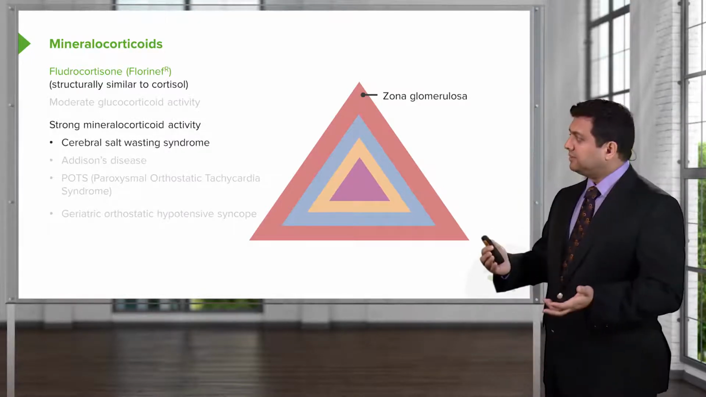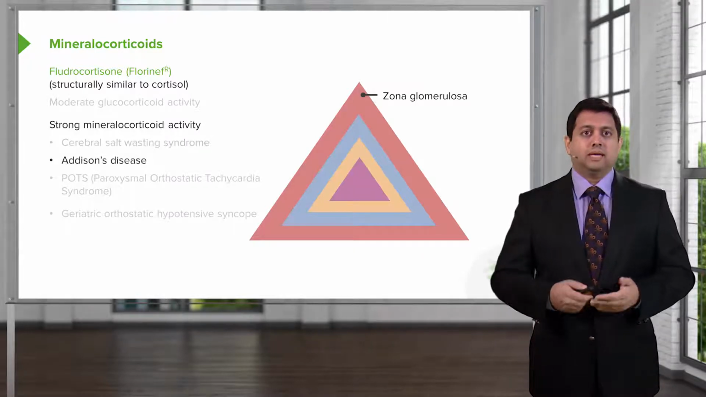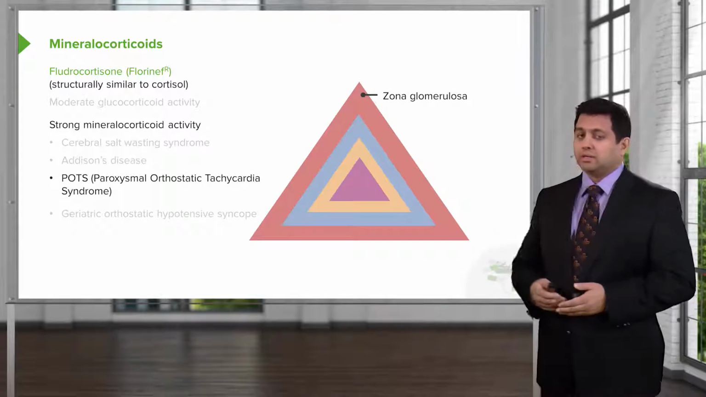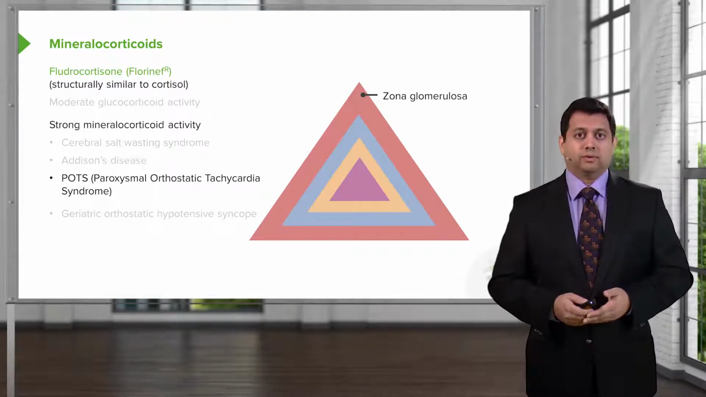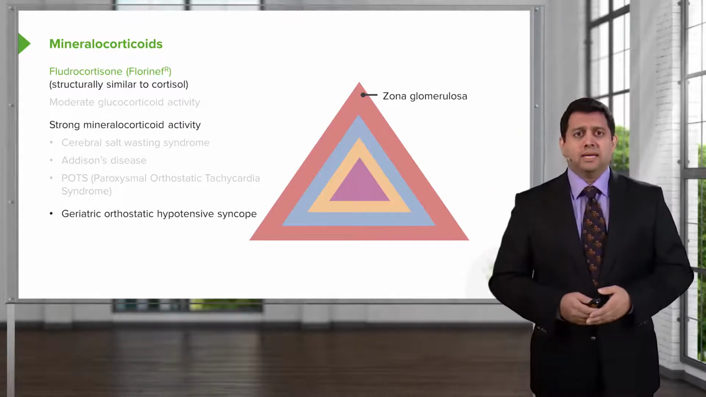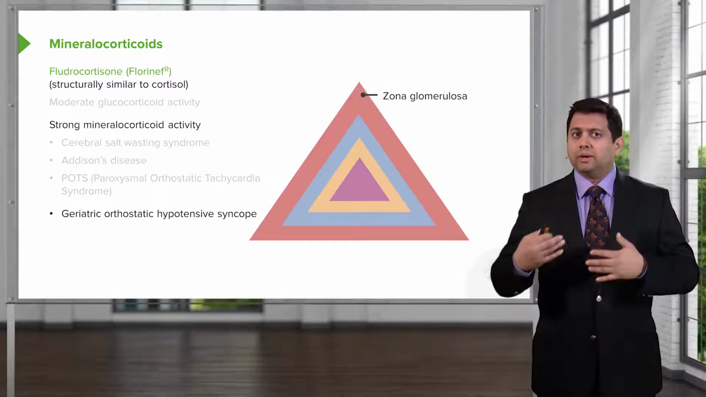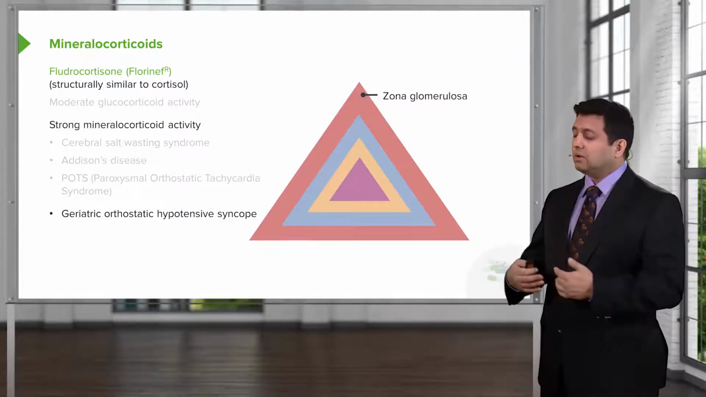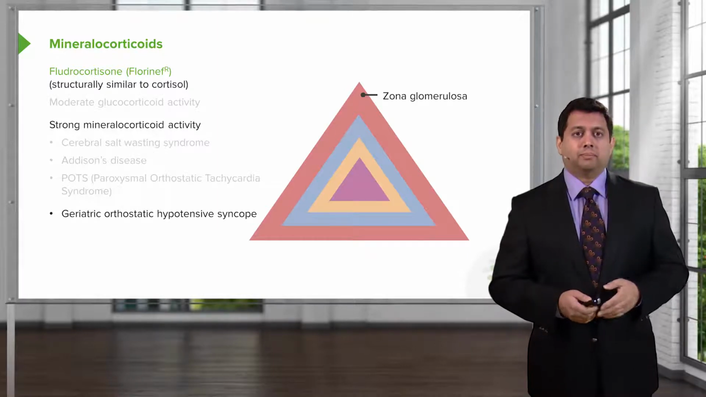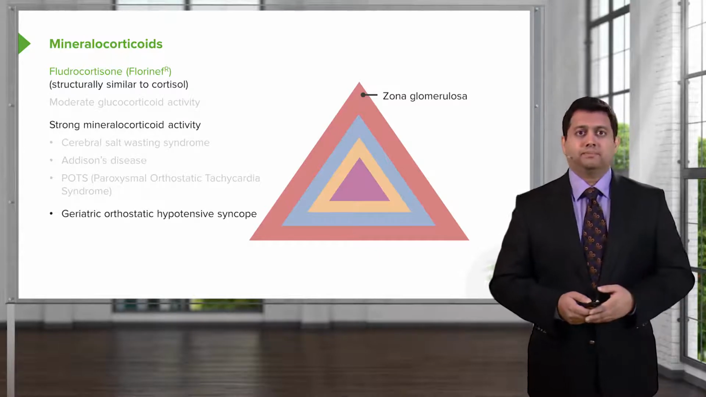It can be used in treating cerebral salt wasting syndrome. It can be used in Addison's disease. It can be used in this disease called POTS, or postural orthostatic tachycardia syndrome. And it's also sometimes used in geriatric orthostatic hypotensive syncope. So what we're doing here is we're retaining salt so that the blood pressures are a little bit higher, and it prevents the drop in blood pressure that geriatric patients have when they stand up.